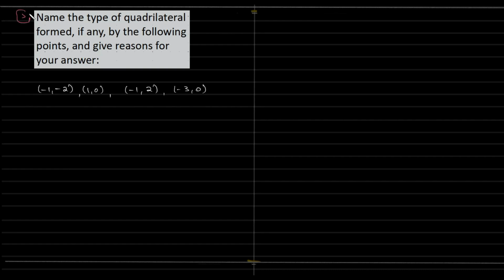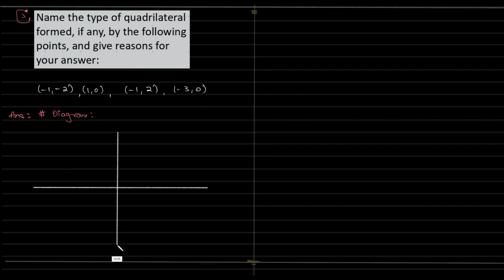Name the type of quadrilateral formed, if any, by the following points and give reason for your answer. So we have to plot them and come up with what kind of structure it is. It's given in a particular order. This will be your A, B, C, D, but our diagram will always help. A small diagram, not too complicated. I know I emphasize diagrams a lot. It helps.